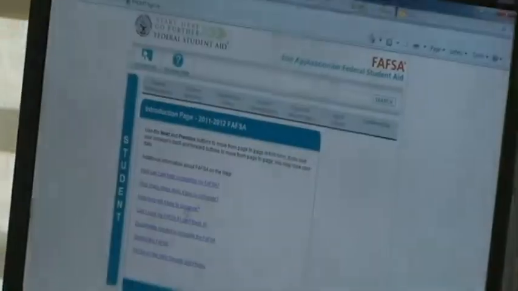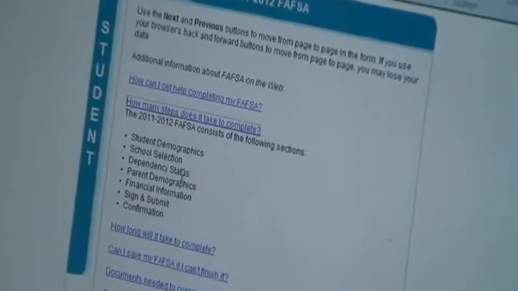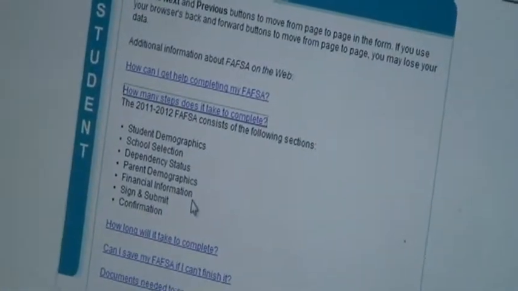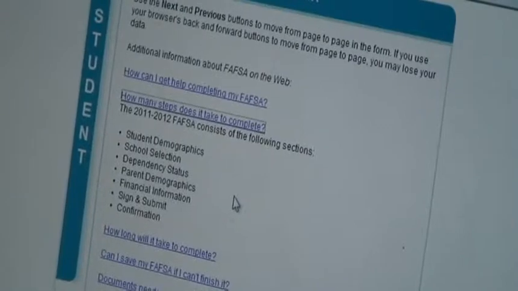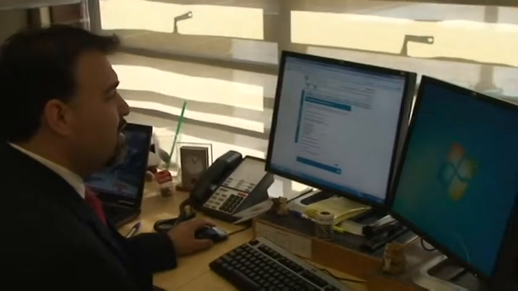And then from there you'll go to an introduction page, and there's some helpful tips on there. How do you complete your FAFSA? How many steps does it take to complete? How long? So how many actual steps does it take you to complete your FAFSA? There's actually 7. 2 of those steps is the confirmation that you actually filled out the FAFSA. Another step is signing the application and submitting it.